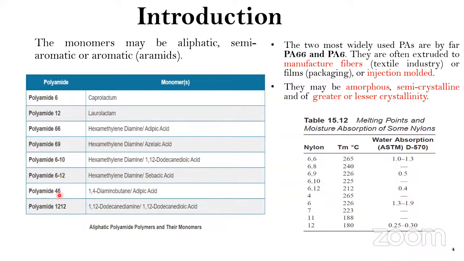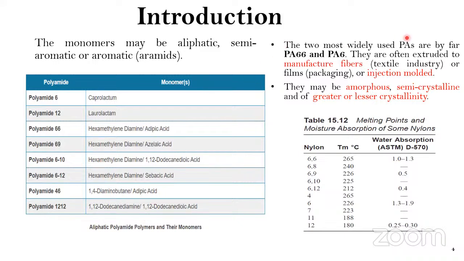But this polyamide 4,6, we can say, here uses 1,4-diaminobutane. This is one kind of your diamine. Butane means 4 carbon. And adipic acid. Adipic acid has 6 carbon. That is the reason for 6. Next, we have polyamide 12,12. That is known as your dodecane diamine and 1,12-dodecanedioic acid. So these are a few of the namings of your aliphatic polyamide polymers and their monomers.